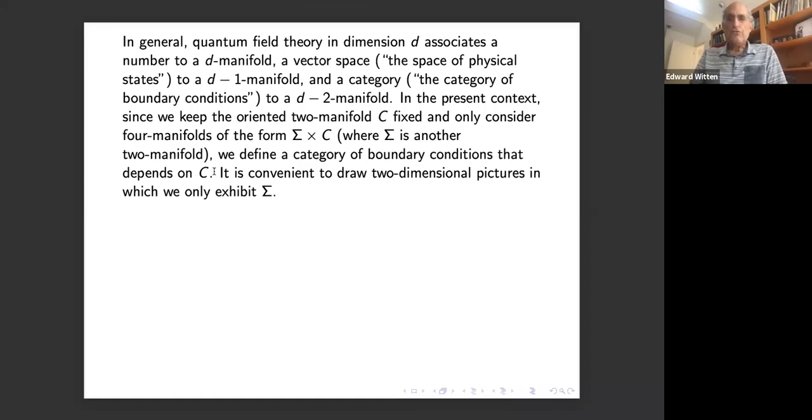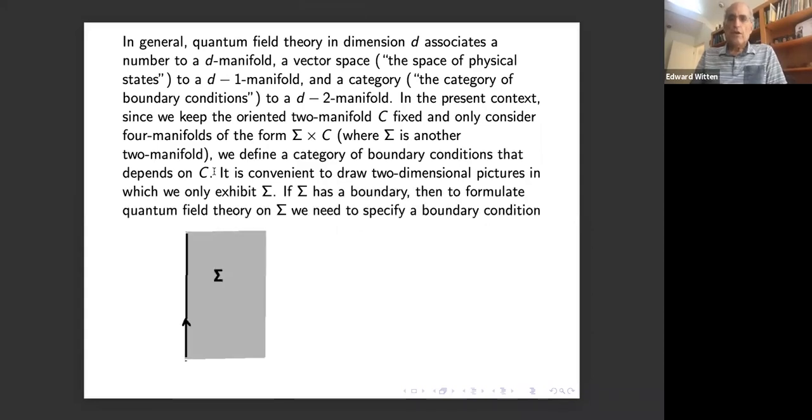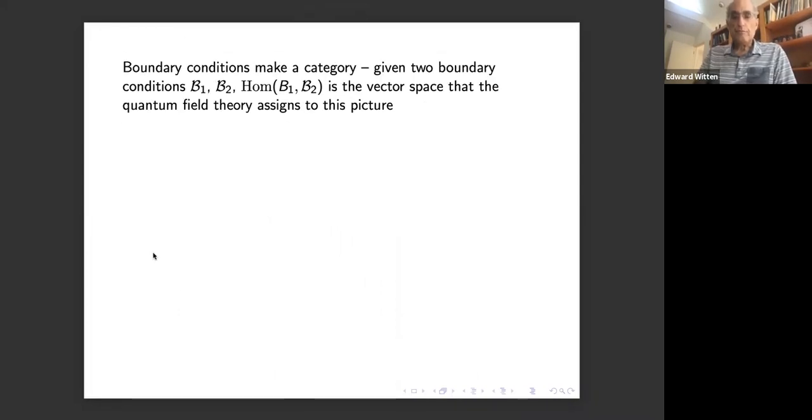Now, it's convenient to draw 2-dimensional pictures in which we only exhibit sigma. I will draw a couple of them to illustrate the relationship between 2-dimensional topological field theory and categories. First, if sigma has a boundary, then to formulate quantum field theory on sigma, we need to specify a boundary condition on this boundary over here, and that will be an object in the category. Now, boundary conditions make a category. Given two boundary conditions B1 and B2, Hom from B1 to B2 is the vector space that quantum field theory assigns to this picture.